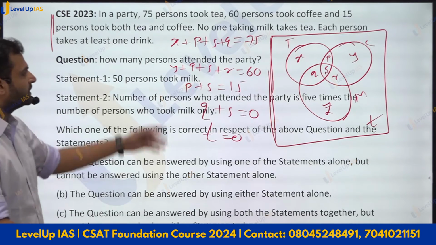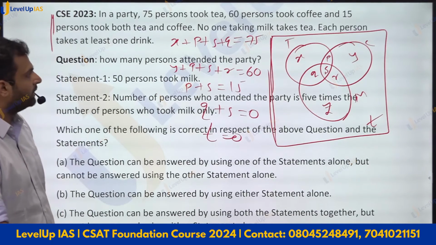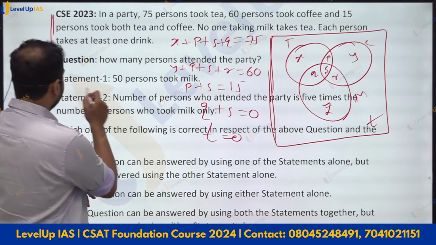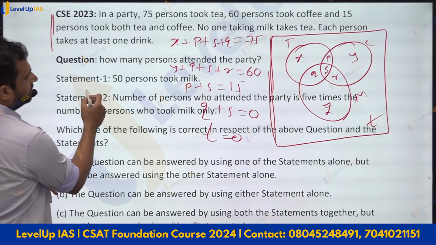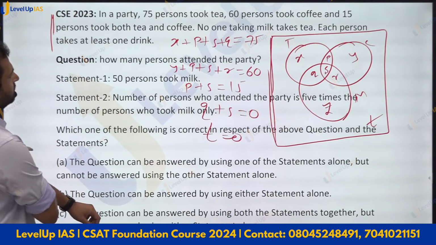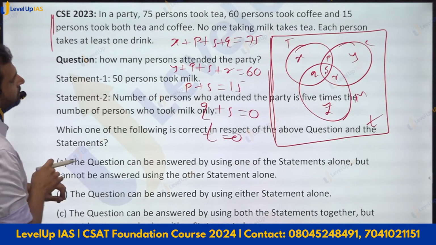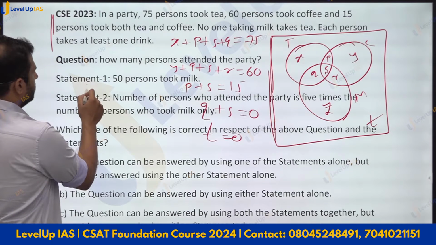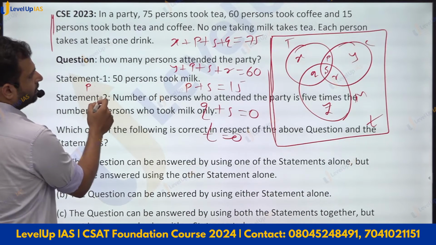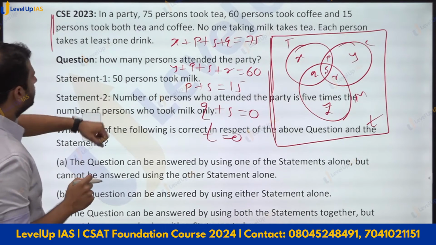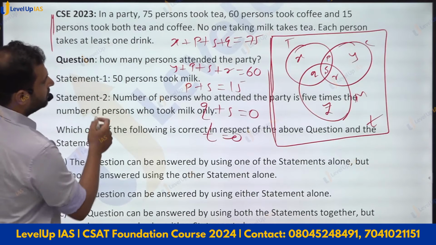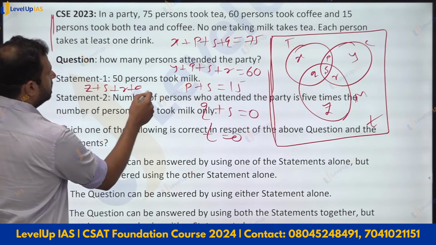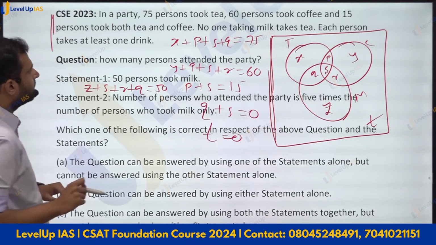Statement number 1, 50 persons took the milk. So milk is this. The equation from statement number 1 is, 50 persons took the milk, right? So Z plus S plus R plus Q is equal to 50.